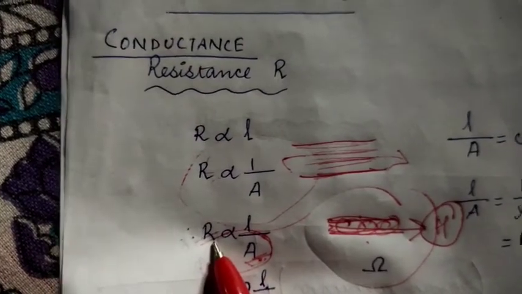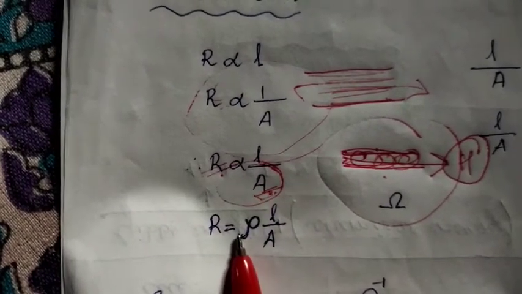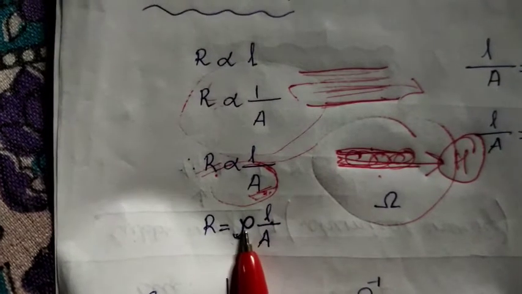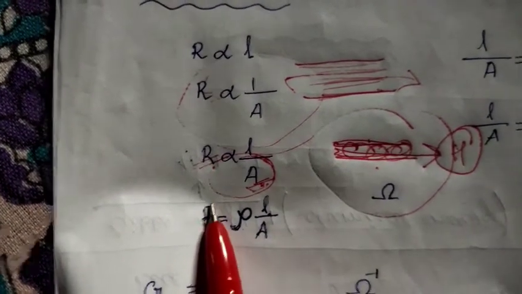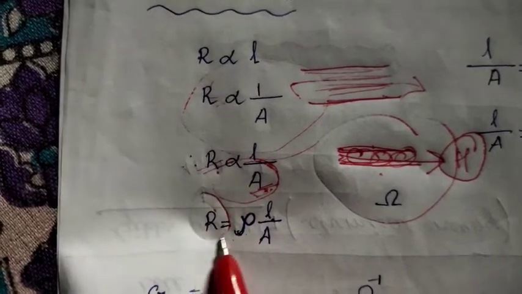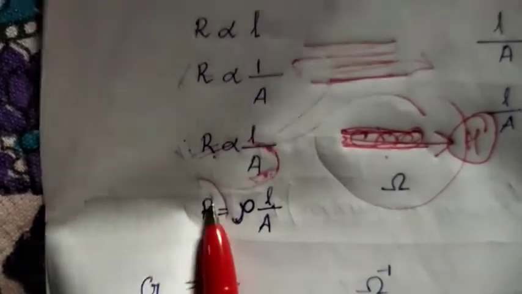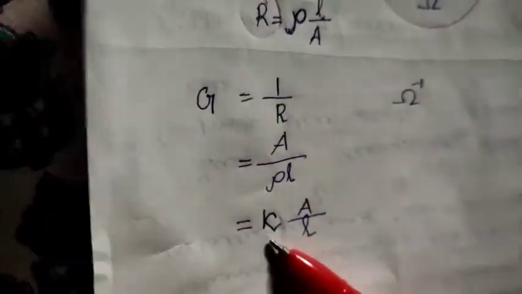Okay, now the proportionality sign is removed by a term, that is resistivity. This is the resistivity. The inverse of resistance is conductance. Obviously, if resistance is there, then conductance will be there. The opposite of resistance is conductance, and the opposite of resistivity is conductivity. 1 by R is conductance, which is designated with capital G, and 1 by rho is what? Kappa. Is it clear? Kappa. This is the term.